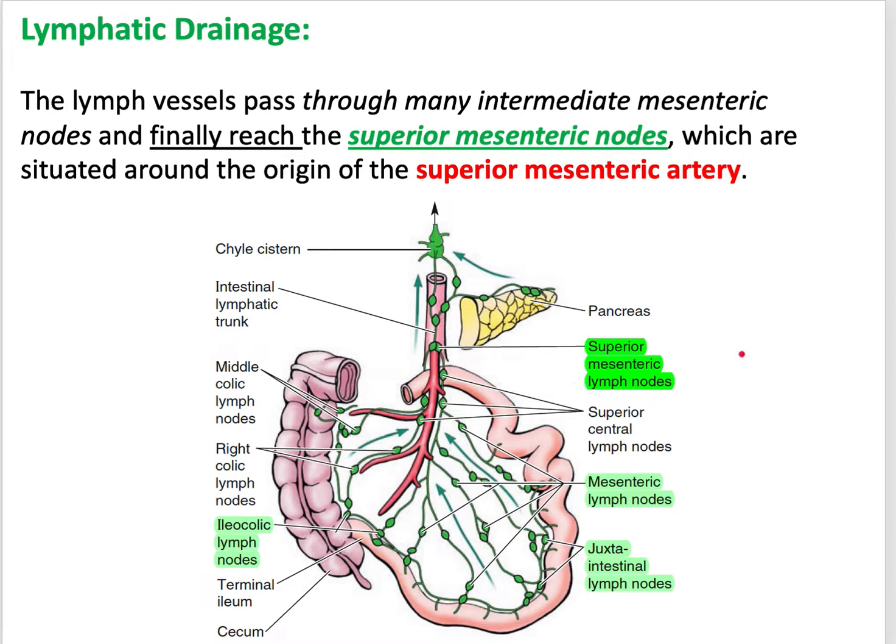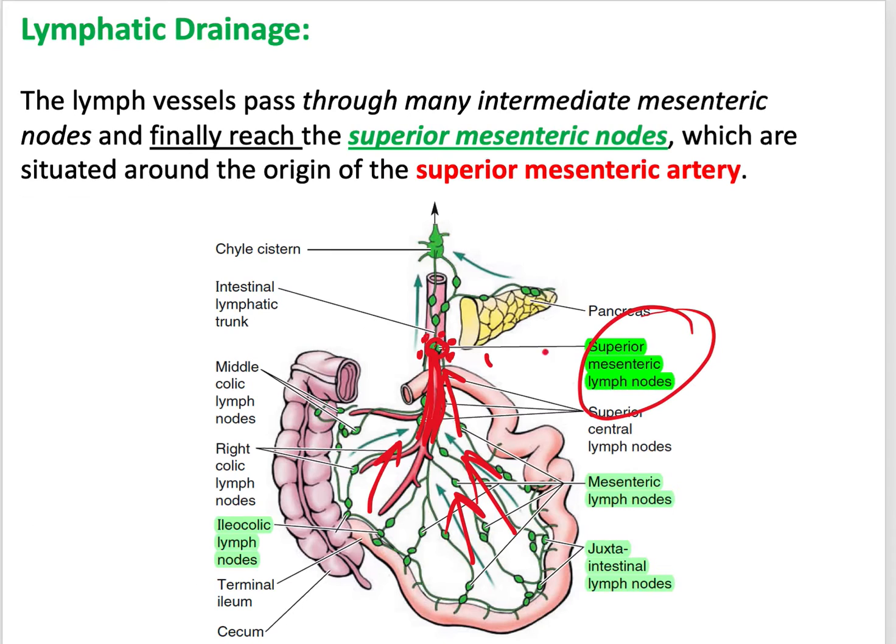Dear guys, listen, if you know the general idea as I mentioned about the lymphatics, if you know the blood vessels, you can mostly determine the lymphatic drainage. You know that the blood supply of the small intestine is mainly by the superior mesenteric artery. So the lymphatic drainage from the small intestine will be to the lymph nodes around the superior mesenteric artery, which are known as the superior mesenteric lymph nodes.